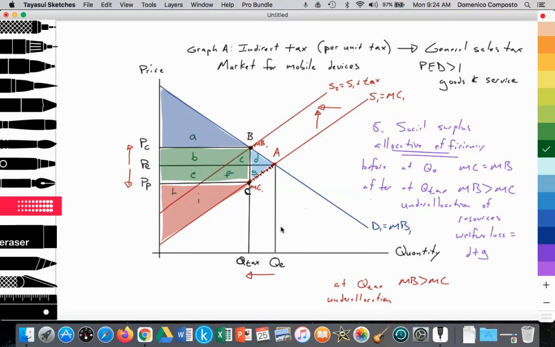And that's it. So we have analyzed and evaluated the impact of a per unit indirect tax in the market for mobile phones. We're also going to keep in mind that it is an elastic good and service, and we'll talk about taxes as applied to the elasticity and the burden of the tax in later videos.